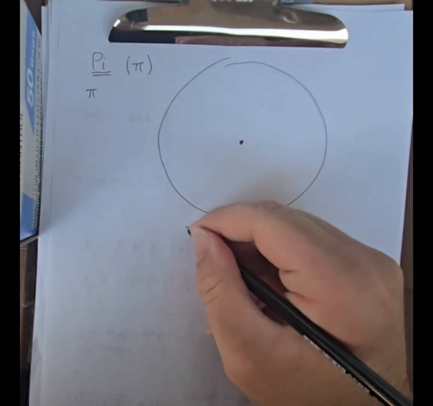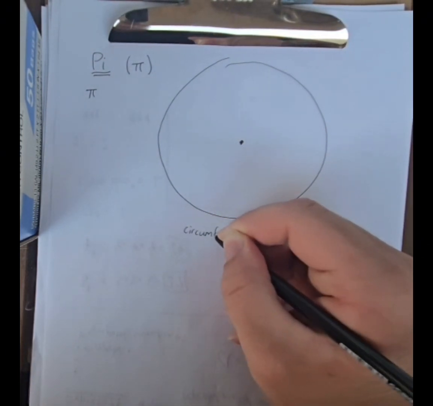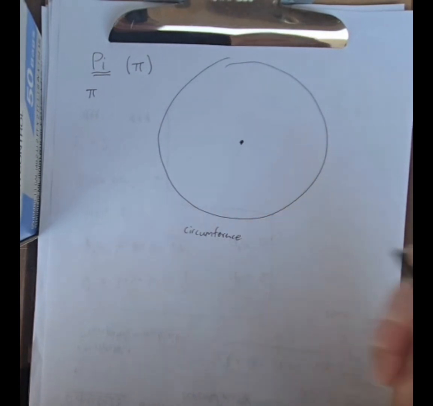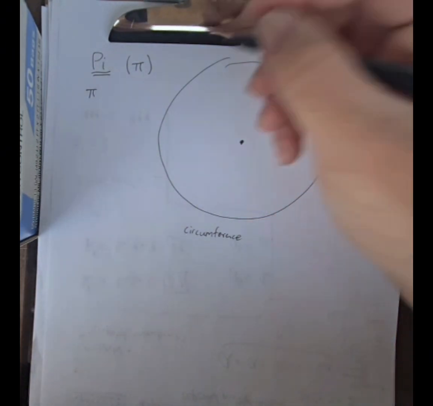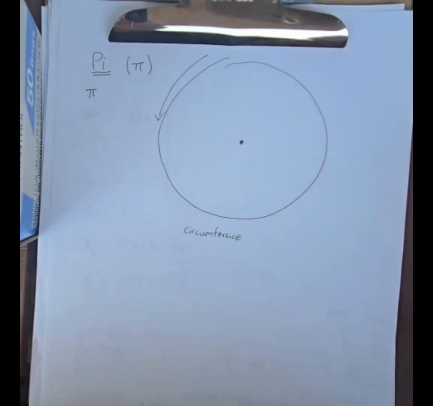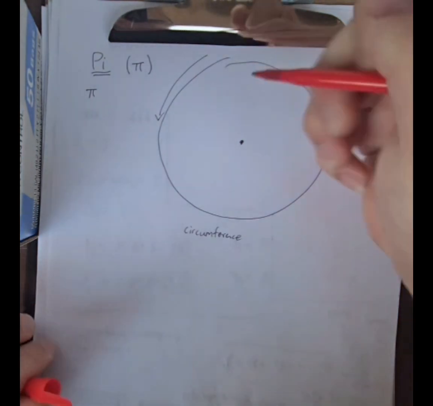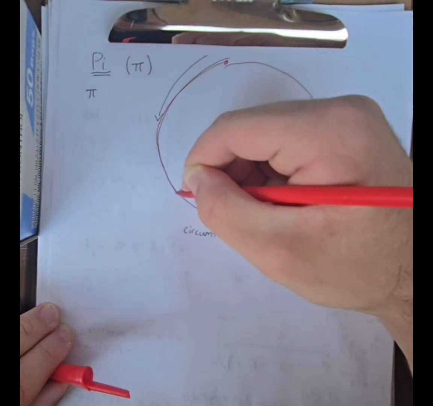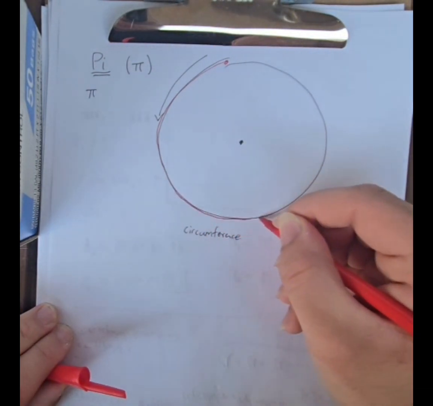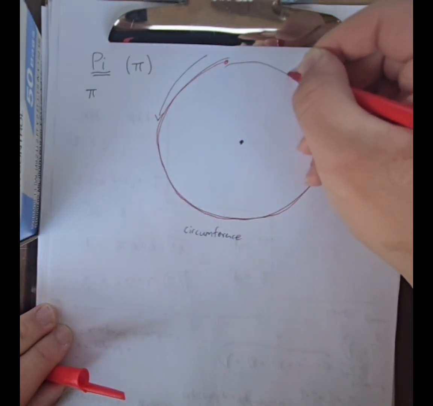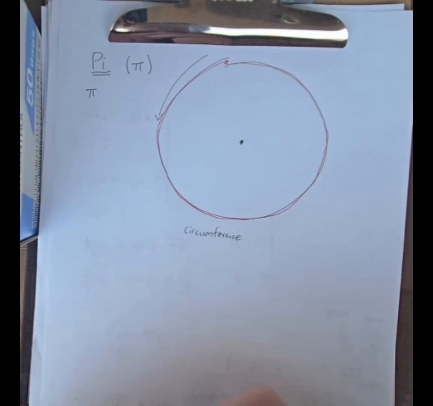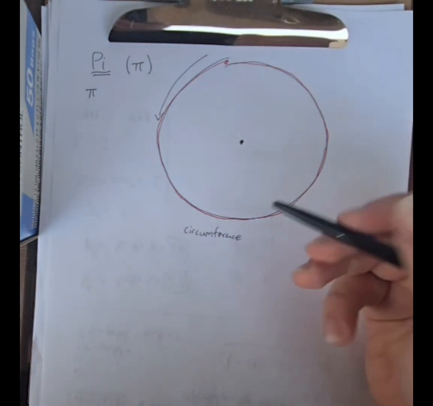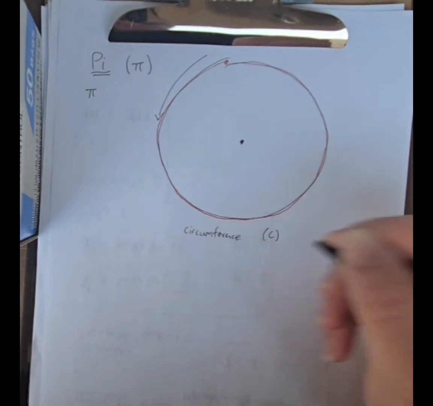First up, circumference. The circumference of a circle is basically how long it is around. So if I took my pen and I started tracing around the circle, it's not very neat, but I start tracing the circle, how long is it? That's the circumference. And we'll use the letter C to represent it.